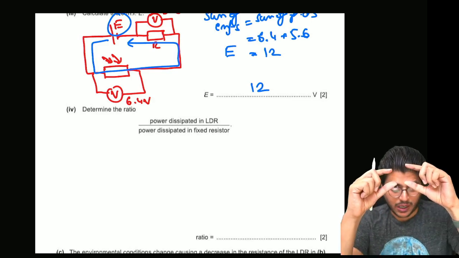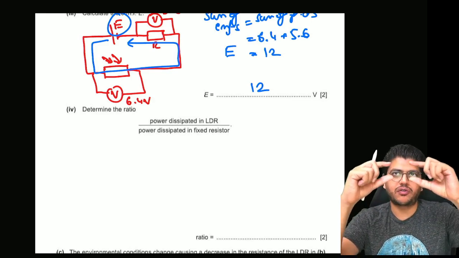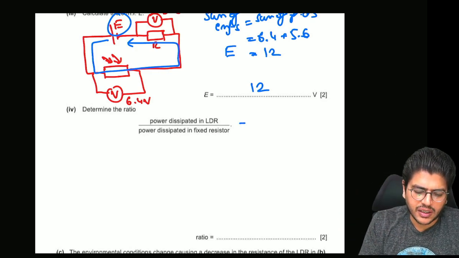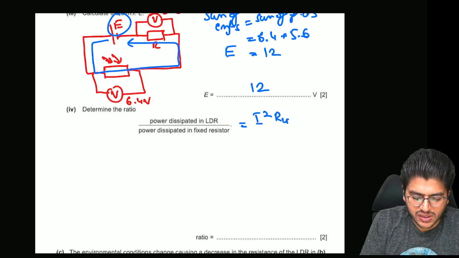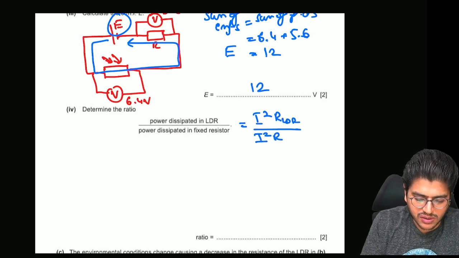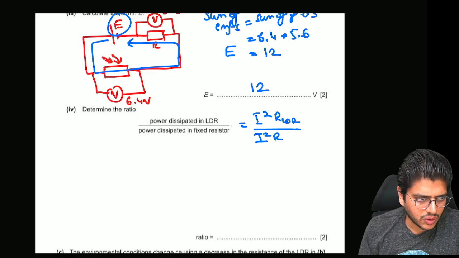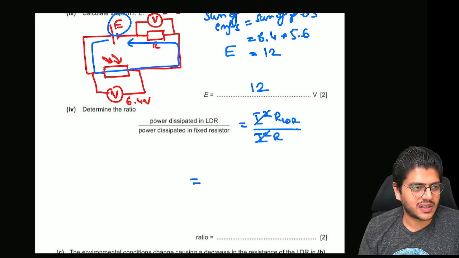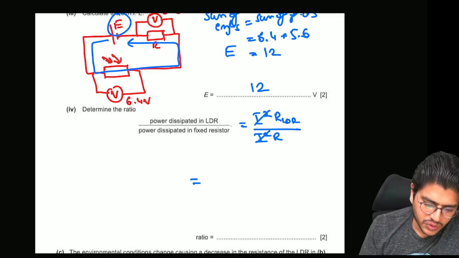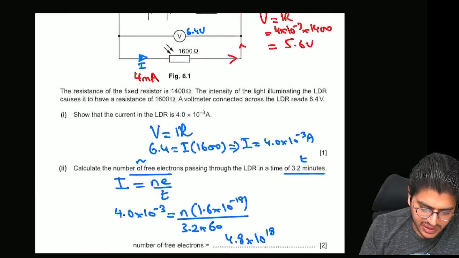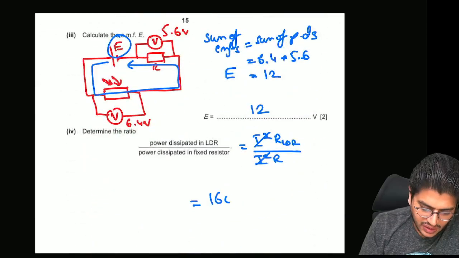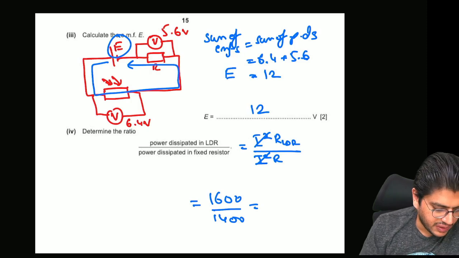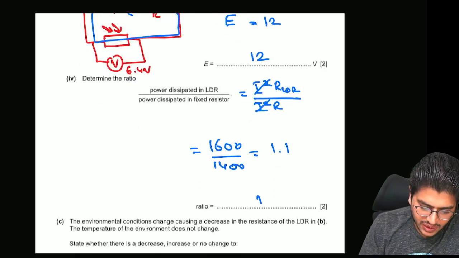So if I have power in the resistor or power in the LDR divided by power in the resistor, I know that the current is going to be the same. So if you look at the screen, I squared times the resistance of the LDR divided by I squared times the resistance of the fixed resistor. You can cancel out the current squares because the current is the same. It's a series circuit. So essentially, you're doing the resistance of the LDR, which was 1600, and the resistance of the fixed resistor was 1400. So we're doing 1600 over 1400, and we end up getting 1.1 as our answer.